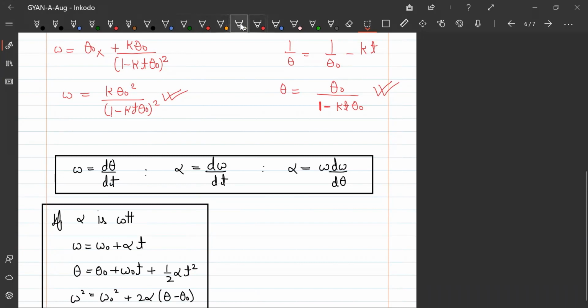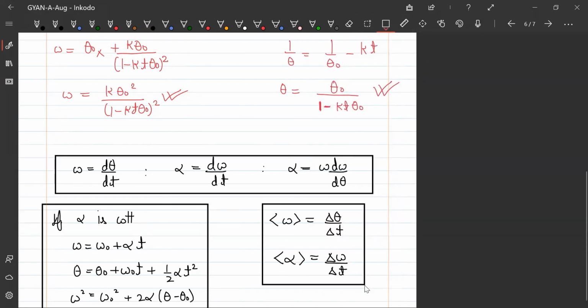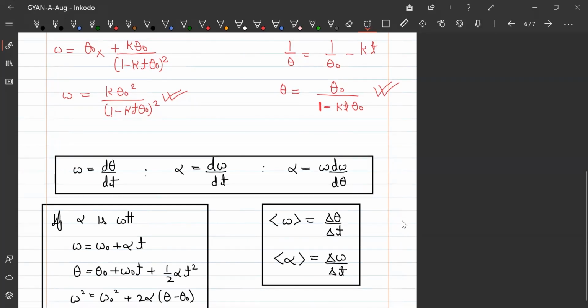For that, the formula was: for average angular velocity it was delta theta by delta t, and for average angular acceleration the formula was delta omega by delta t. Delta means finite values, the finite difference of them. These are for average values. So these are the formulas that we studied up to here.